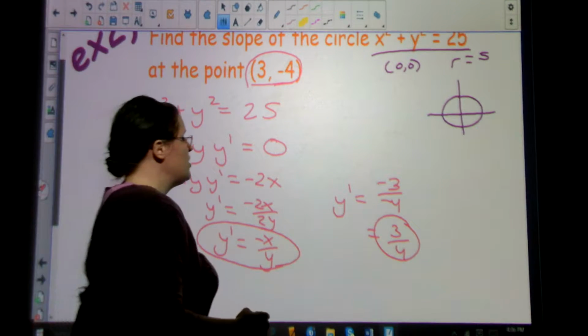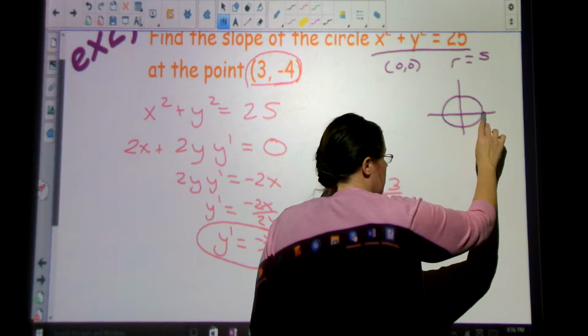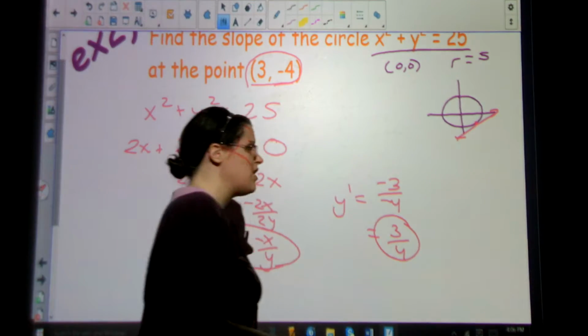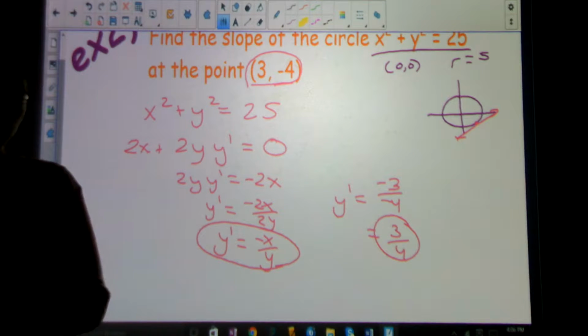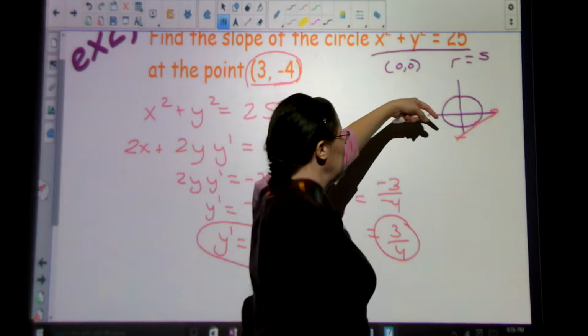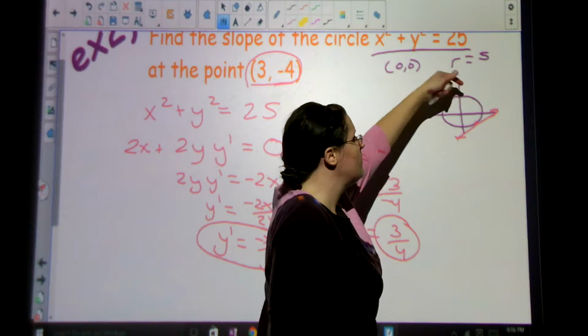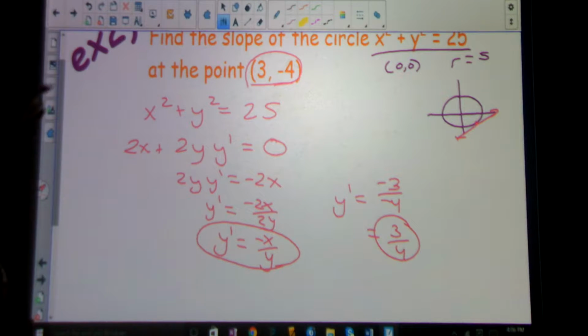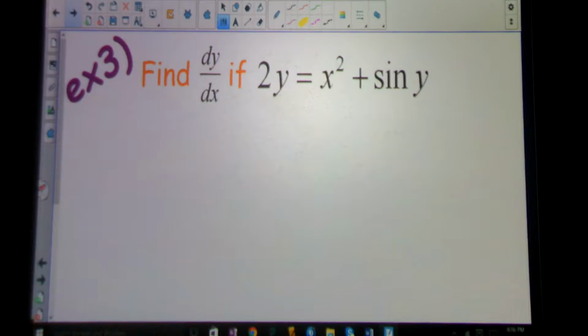That should sound reasonable. Here's the point 3, negative 4. Positive slope of 3/4 should sound reasonable if we get a kind of a picture in our heads. If it was over here, we know we should have a negative slope. Likewise here. Let's try another one.